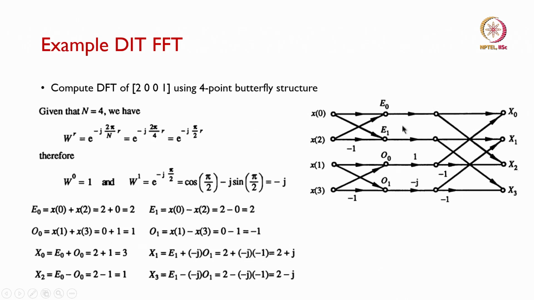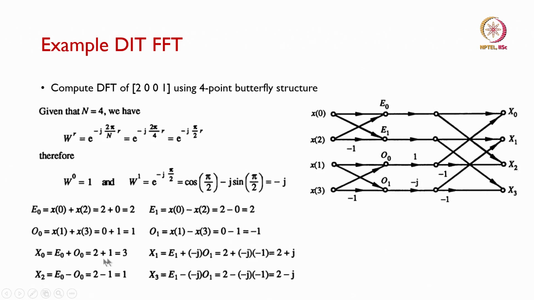So, these are the E 0, E 1, O 0, O 1. Now, we have to calculate the outputs x 0, x 1, x 2, x 3. So, what is x 0? You will be seeing that x 0 is E 0 plus x 1.